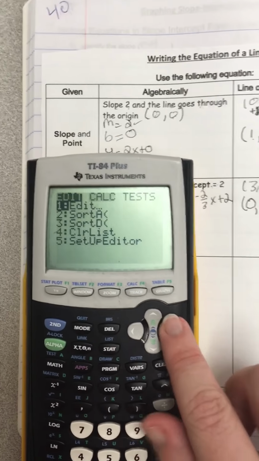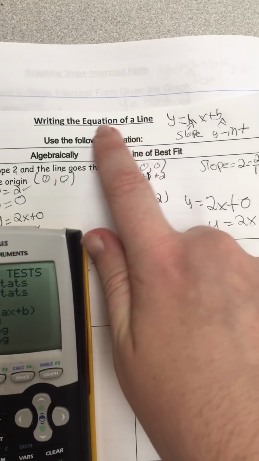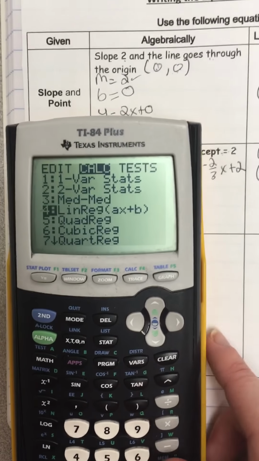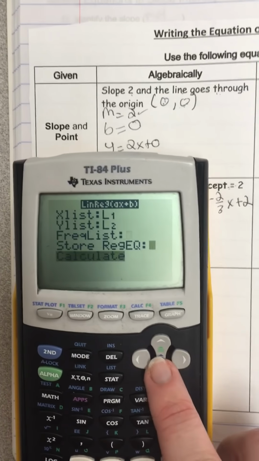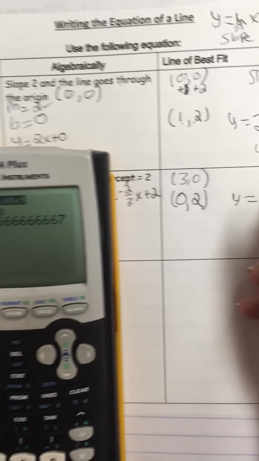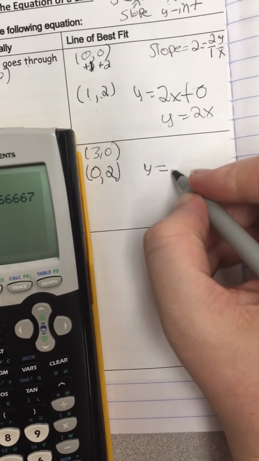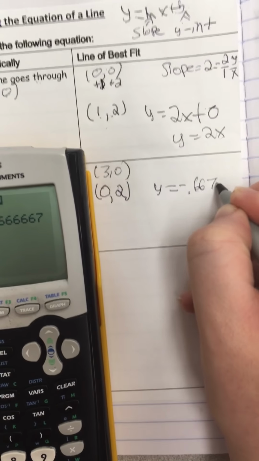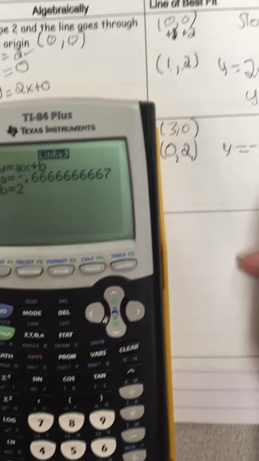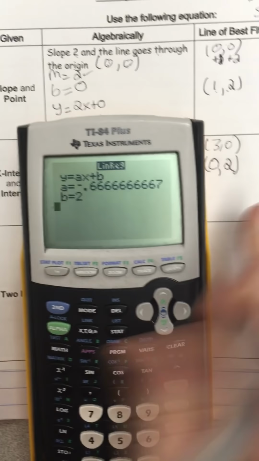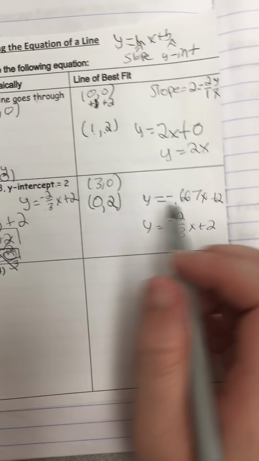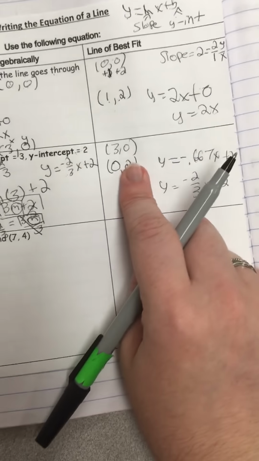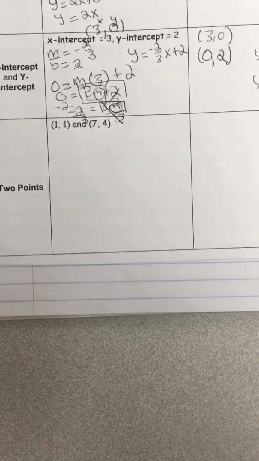Again, stat, calc, and then it tells us they want a line. So we're going to use line. Go all the way down to calculate. That tells us y is equal to negative 0.667x plus 2, which as a fraction is equal to negative 2 over 3x plus 2, which is the same answer we got over here, so we know we did it correctly. So again, substitution or calculator.